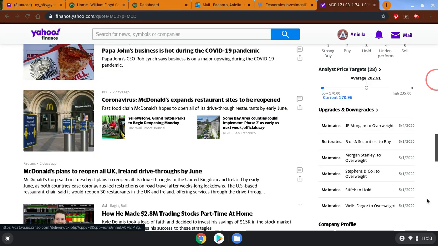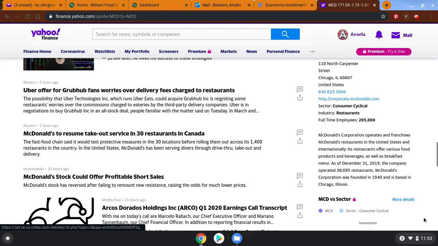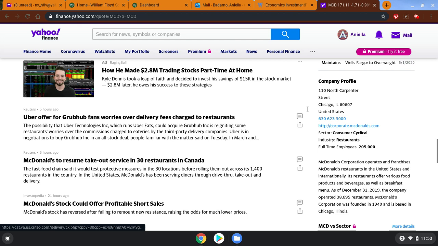McDonald's. And you're going to get to a section down here that says company. Whoops, I went a little too far. Company profile, right? And so it gives the address of their corporate headquarters, the phone number, their email address. It tells you what type of stock it is. It is a consumer cyclical stock. Remember when I said there were different categories of stocks, blue chip, etc.? Cyclical was one of them, and that's this. The industry that it's part of is restaurants.